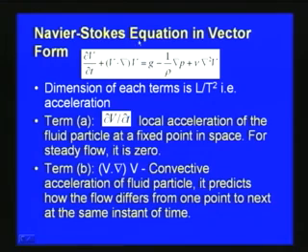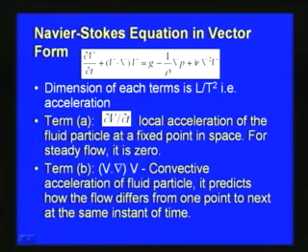Now, here are the Navier-Stokes equations which we have already derived earlier. Here we can write in vector form as del v by del t plus v dot del v is equal to g minus 1 by rho del p plus nu del square v, where nu is the kinematic viscosity, v is the velocity vector, p is the pressure, rho is the density, and g is the acceleration due to gravity.